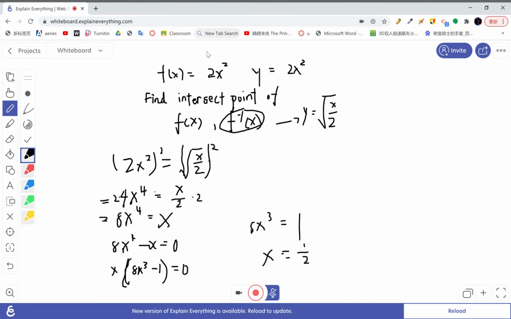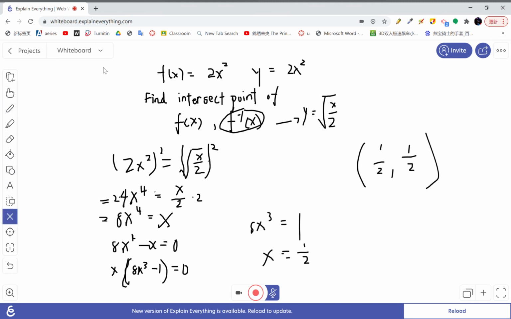And then we substitute it back in. In both cases y is going to equal 1 half. So the intersection point is 1 half comma 1 half, which is also 0.5 comma 0.5. So let's delete everything.